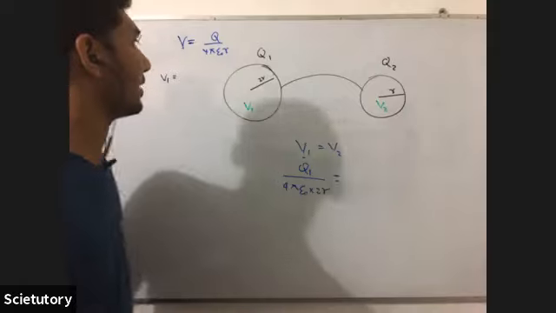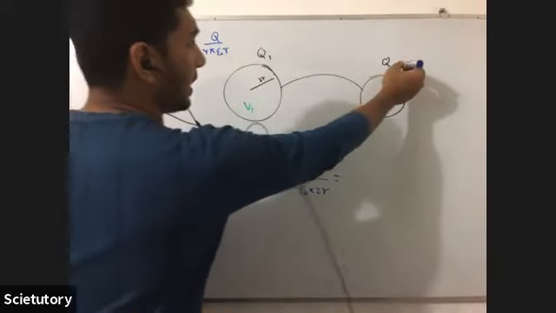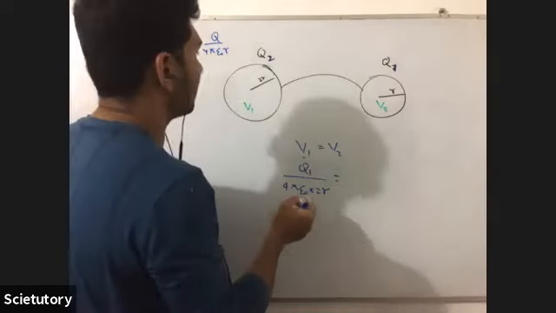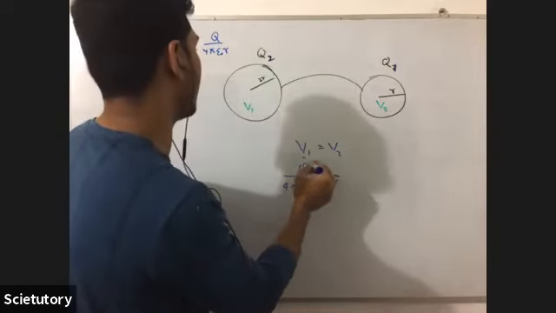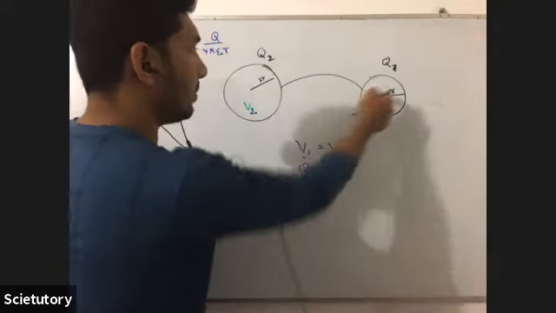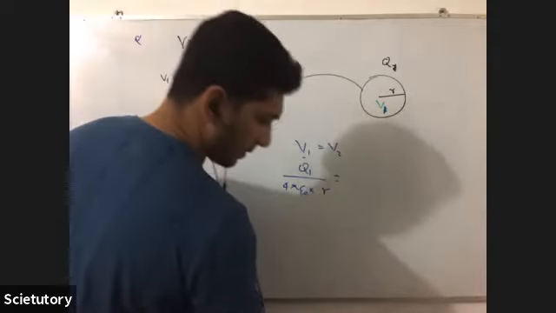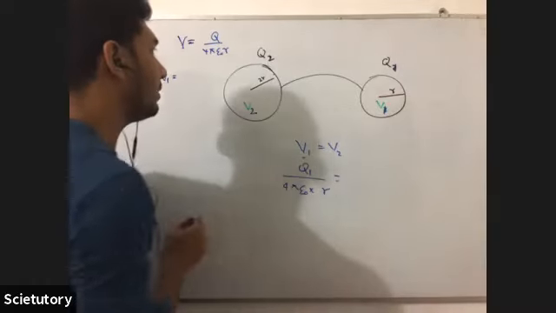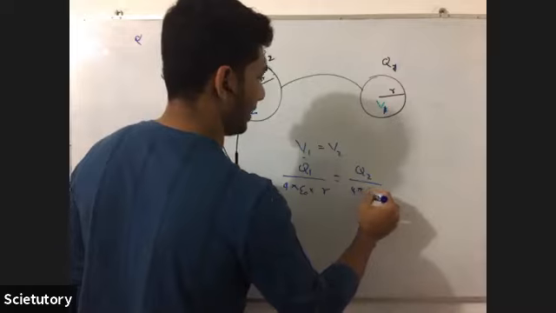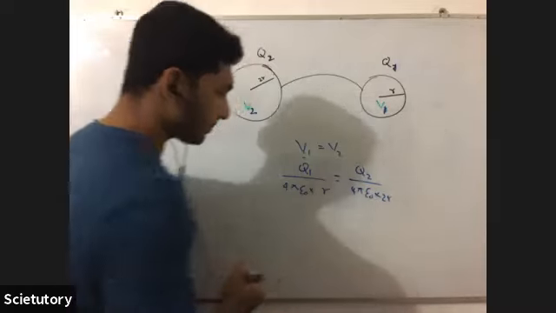R1 is R, no? Sorry. So this is Q1, no? This is Q. Sorry, I'm very sorry. So Q, V1. So this is V2 and this is V1. So it should be R, no? Sorry. So V2 is Q2 over 4 pi epsilon naught into 2R.